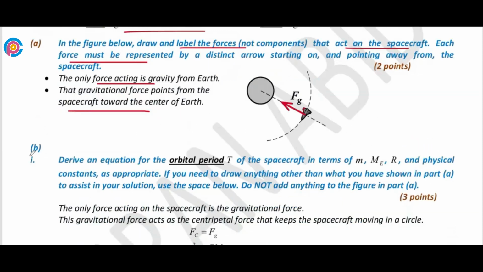In the next part, derive the equation for the orbital period of the spacecraft in terms of the mass of the satellite, the mass of Earth, and the distance from the center of Earth, with physical constants as appropriate. If you need to draw anything other than what you drew in part A to assist your solution, use the space below. Don't add anything to the figure in part A.